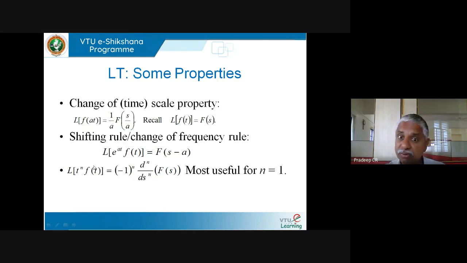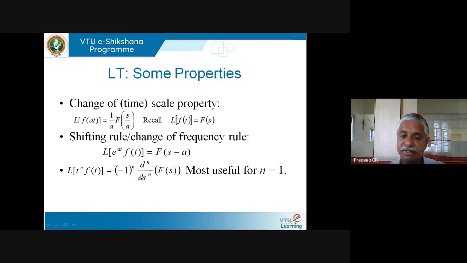You must have done the Leibniz rule, or differentiation. Integration is very difficult if you multiply by a polynomial. For example, how do you find the integral of t square sin x? Very painful. But you had a rule, integration by parts, and you have to do it twice and thrice and things like that. It was very painful. Similarly, you have a formula for Laplace of t power n into f(t) in terms of Laplace of f(t).